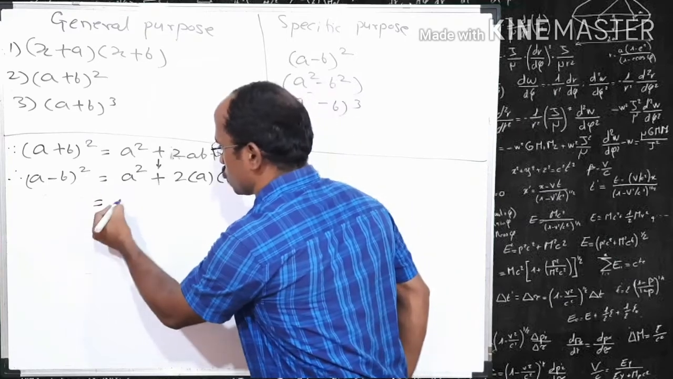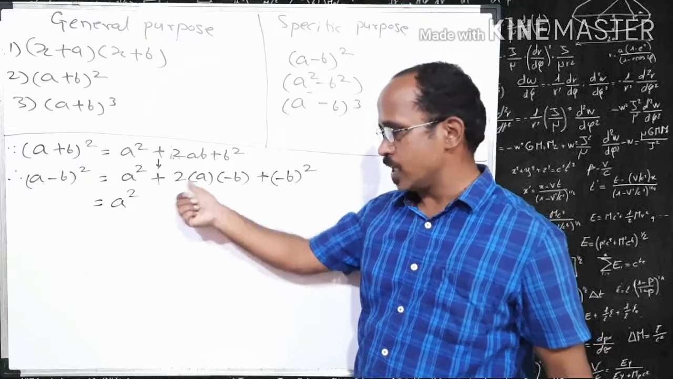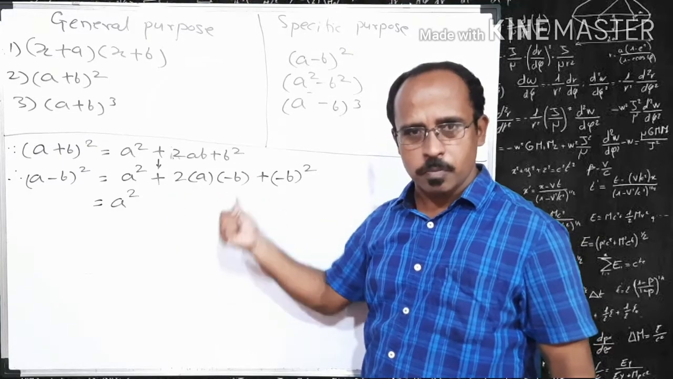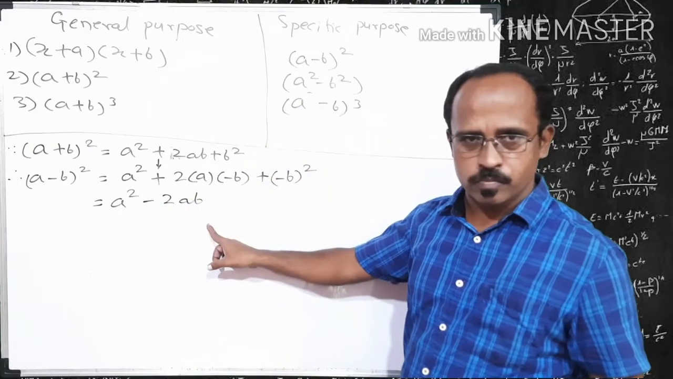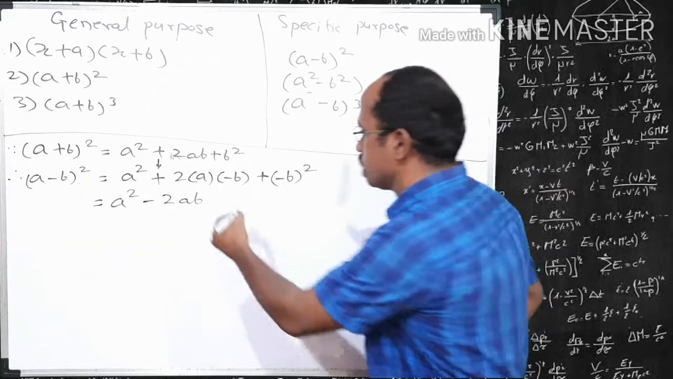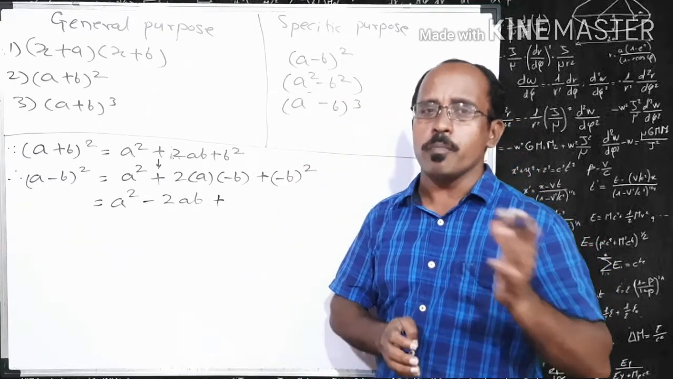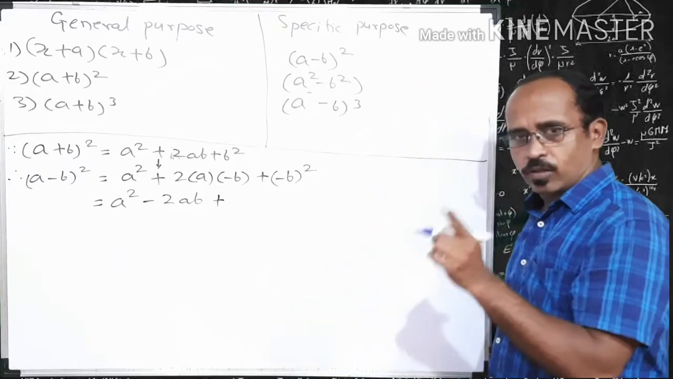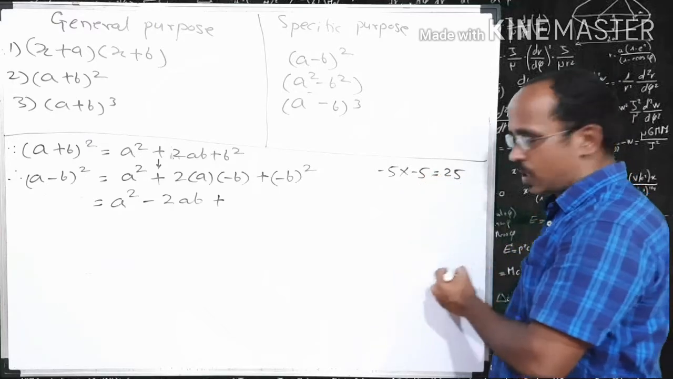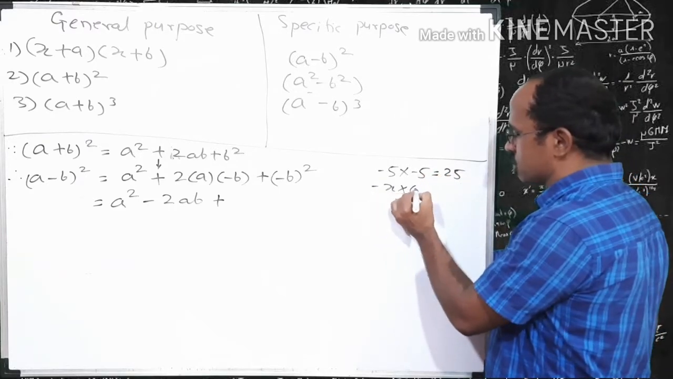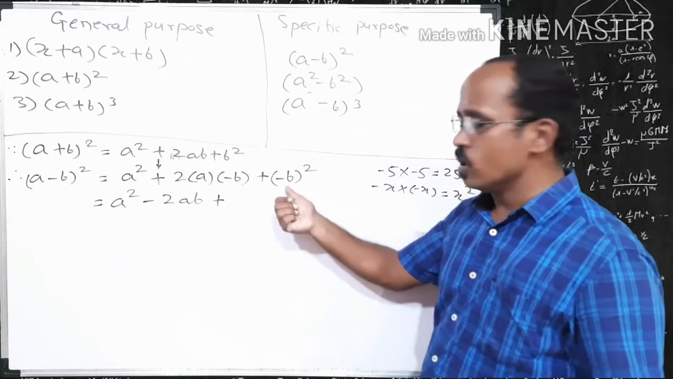So solution will be a square plus 2a into minus b, plus minus minus, so minus 2ab, plus (minus b) square. What is the square of minus b? We know that square of any negative number is positive. Minus 5 into minus 5 is equal to plus 25, right? So minus x into minus x is equal to plus x square. Similarly, minus b into minus b is equal to plus b square.